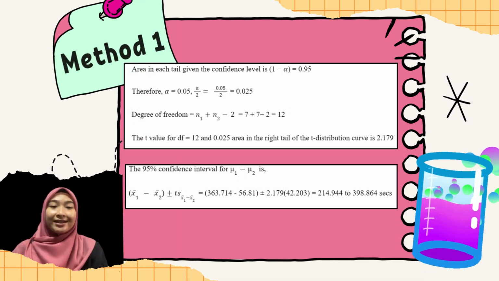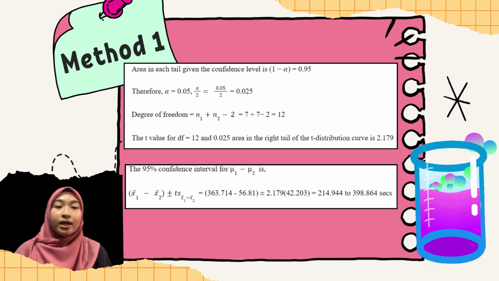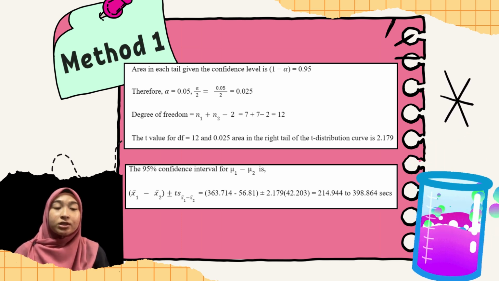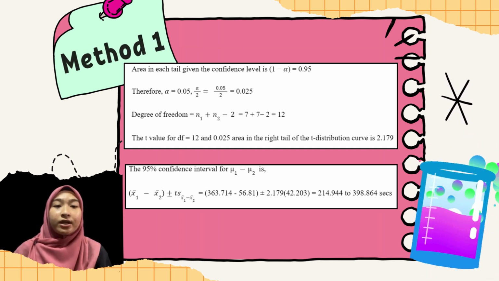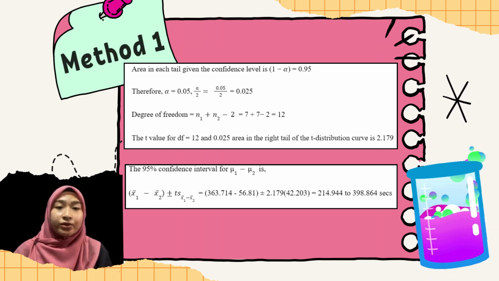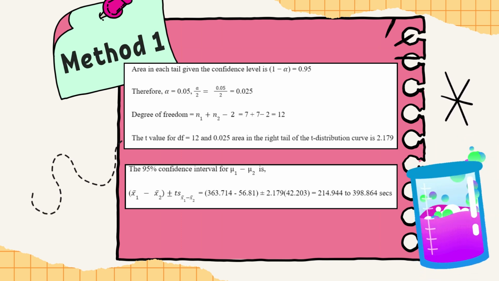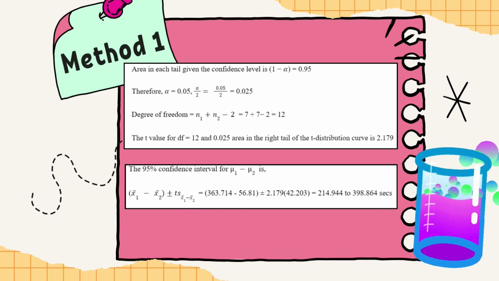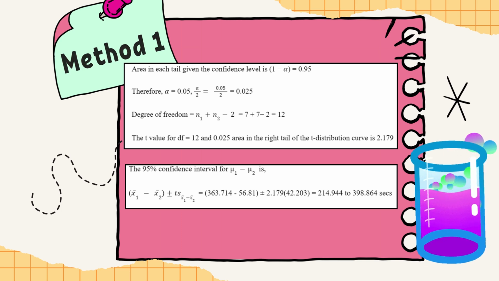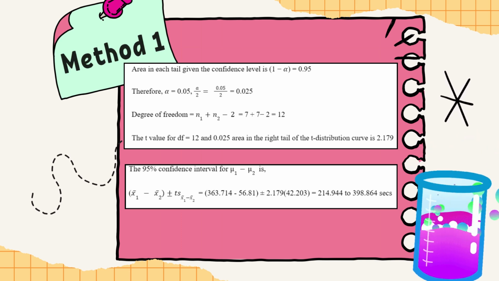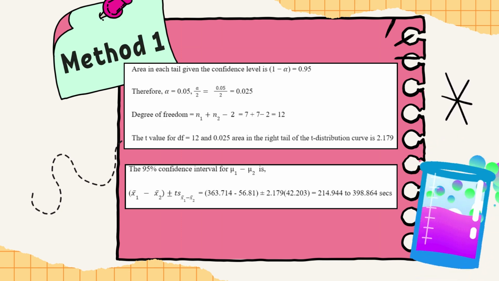of 12. Then we need to find the critical value for the 95% confidence interval using the t-distribution table and alpha 0.025, which is 2.179. The confidence interval is then calculated using the formula, giving us the value 214.944 to 398.864 seconds. Thus, with 95% confidence, we can state that the difference in the means of reaction time for reaction with and without the catalyst lies between 214.944 and 398.864 seconds, suggesting that the mean of reaction time without the catalyst is likely greater than the reaction with the catalyst.